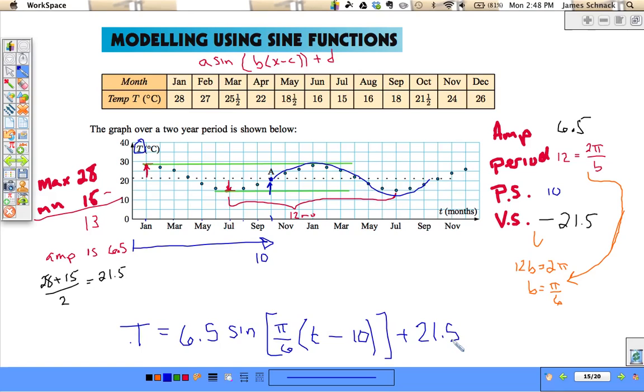This is one of infinitely many equations that we could have gotten. We could have gotten an equation involving cosine if we really wanted to. It's usually the case that you're going to be writing equations involving sine.